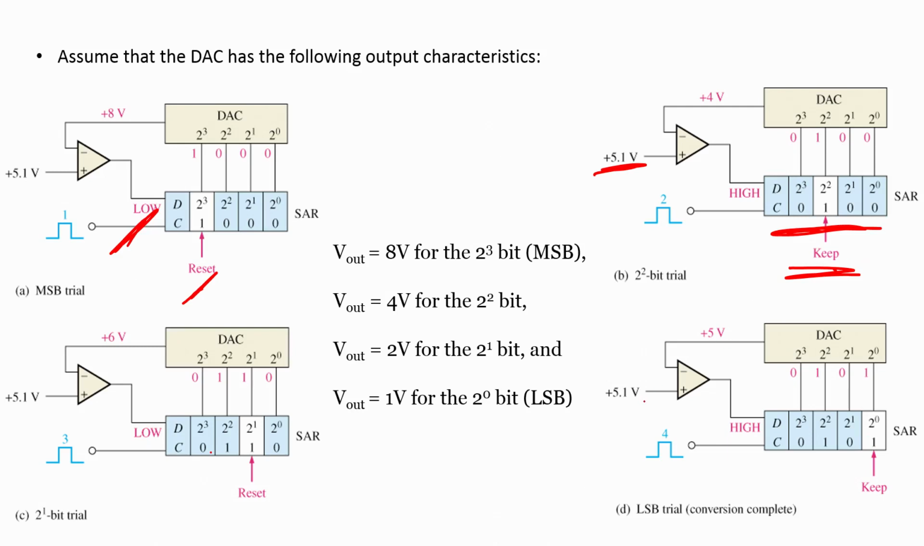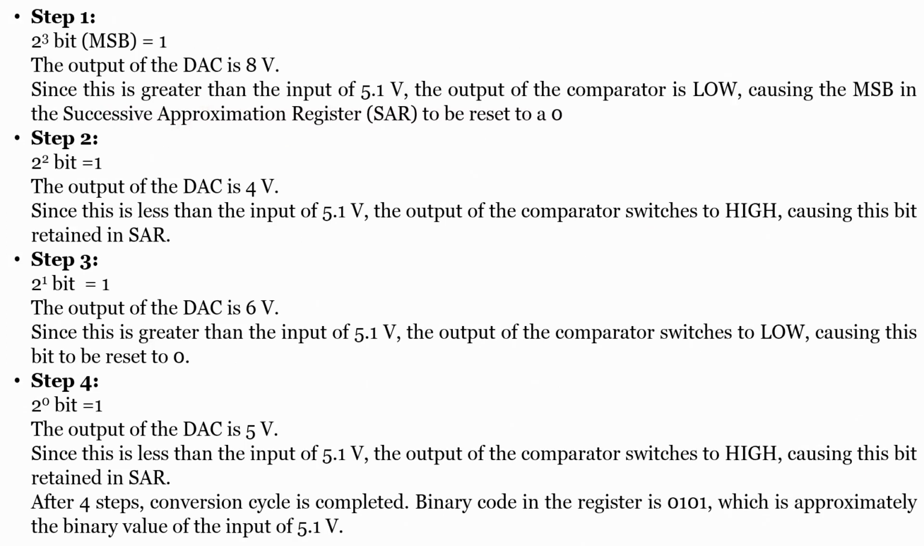In the same way here, 5 volts is less than 5.1 volts, so you can keep the least significant bit, which is 2 raised to 0, right. So, 1 volt for the 2 raised to 0 bit we can retain here, and 2 volts for the 2 raised to 1 bit we can see here, and similarly. So, it is very easy to understand the ADC and DAC characteristics. Now, this is how the operation works.